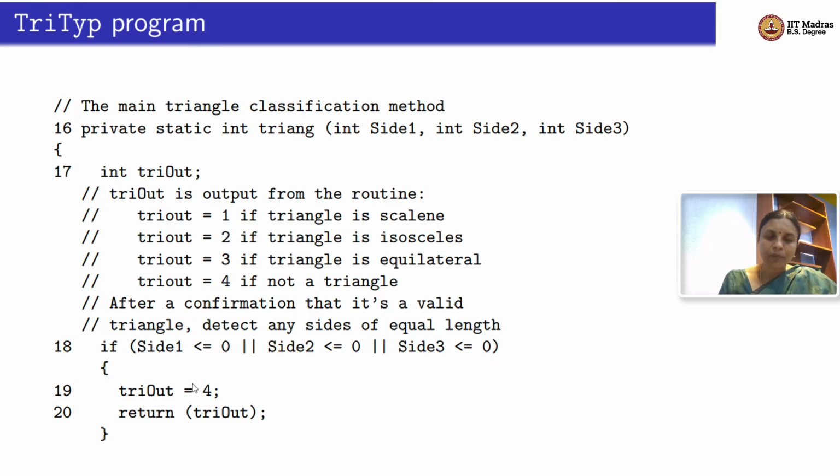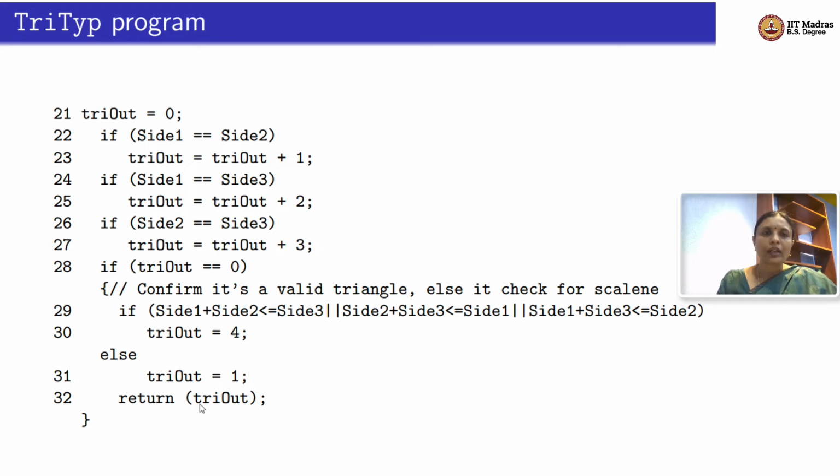First line number 18. If side 1, side 2 or side 3, any of them are values less than or equal to 0, then you say the tryout is 4, which means it's not a valid triangle, and return it. So that's an easy check to do. Now you have to check whether two sides are equal, then it's isosceles, all three sides are equal, then it's equilateral.